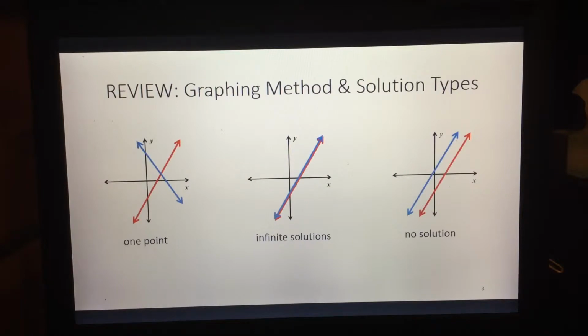Before we begin, I want to review the graphing method. When you're solving a system of linear equations, you can graph the lines represented by each equation and look at the intersection for the solution. When the two lines cross, the intersection is 1 point, and the solution is the coordinates for that point. If the two lines are the same line, then the intersection is all of the points on that line, and then there are infinite solutions. And if the two lines are parallel lines, then they don't intersect at all, and therefore there is no solution.